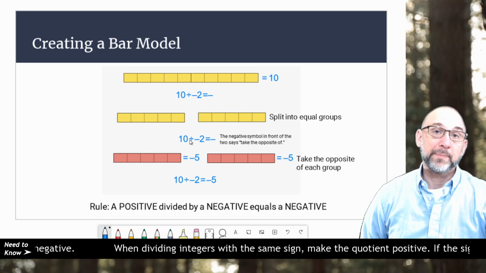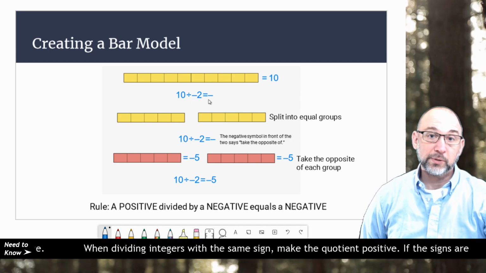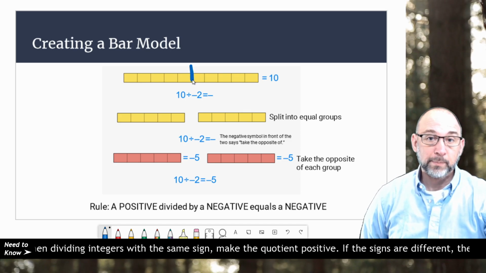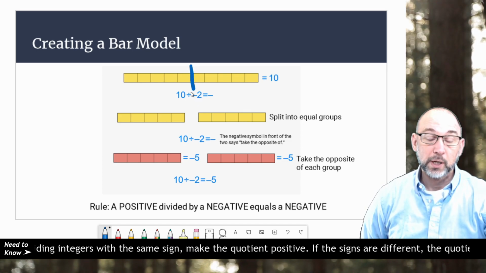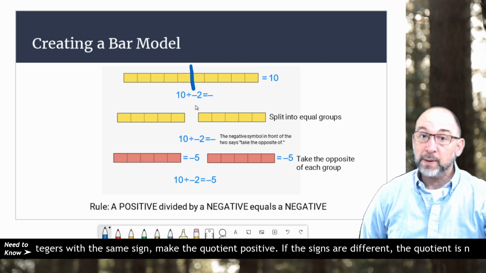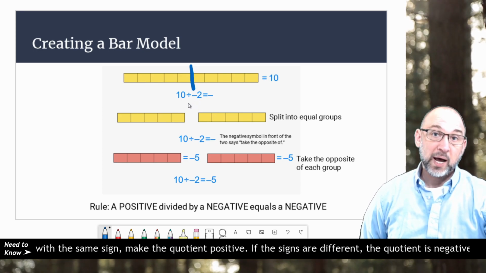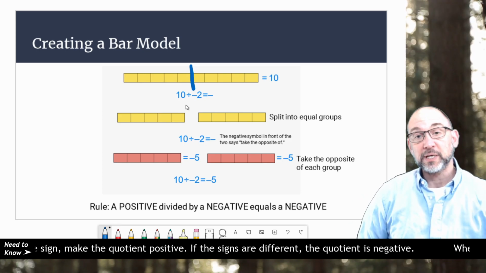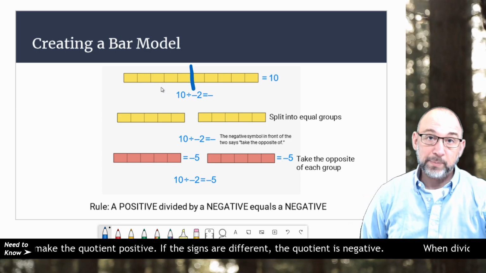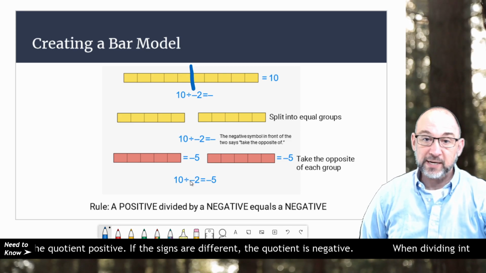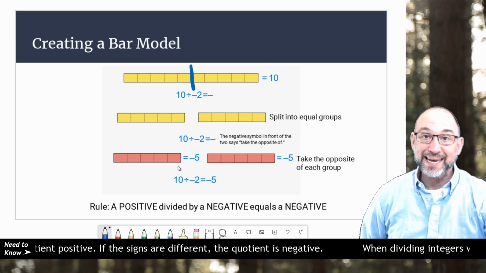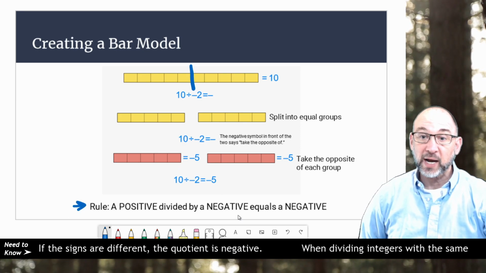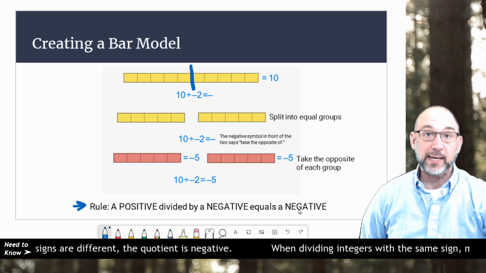So what happens when we take a positive number and we divide by a negative? So here's 10 divided by negative 2. Here's my quantity of 10, same idea. Break it into two equal-sized groups. That gives me two groups of 5. But because my divisor is negative, I have to take that quotient and I have to flip it. So it was positive, but because I'm dividing by negative 2, it now becomes negative. So 10 divided by negative 2 equals negative 5. So the rule is a positive divided by a negative equals a negative.